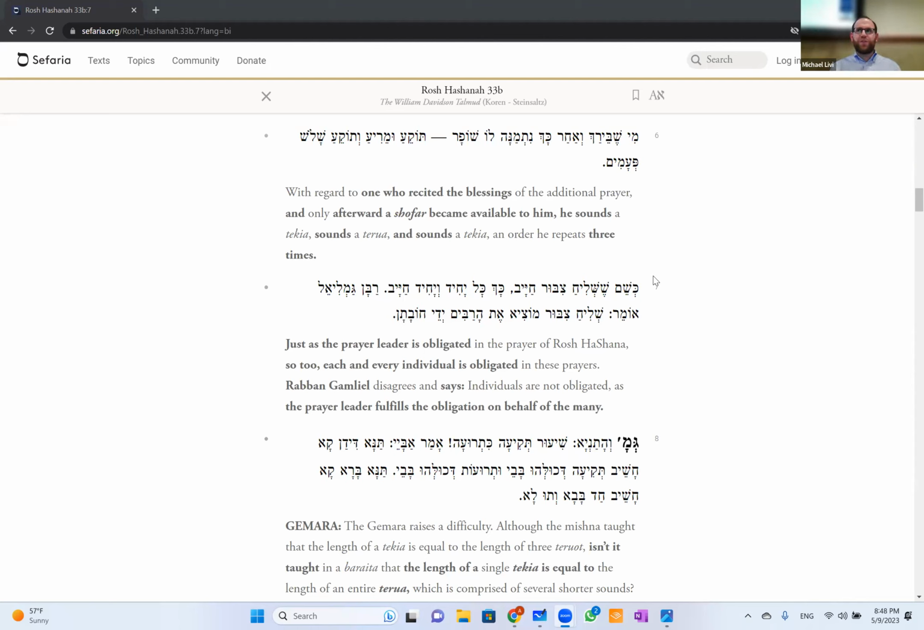Meaning, just because he's praying doesn't mean you don't need to. He's going to pray, and he's fulfilling the obligation for anyone who does not know how to pray, or is not praying. He's doing it for them. But if you know how to pray, you have to pray. And especially nowadays that we have Sidurim, that's why we don't just rely on the Shliach Tzibur.